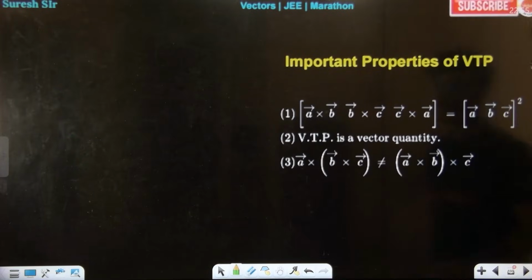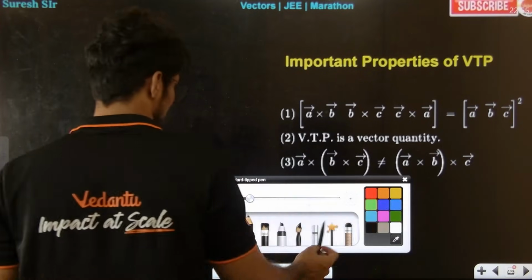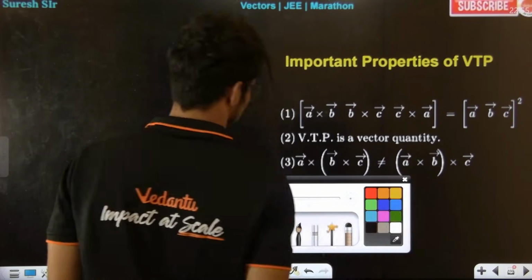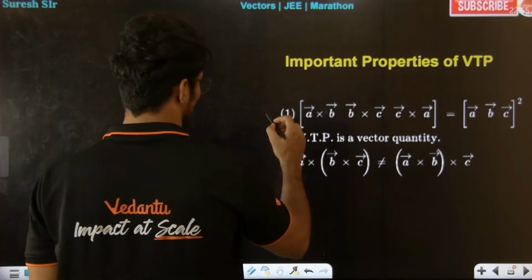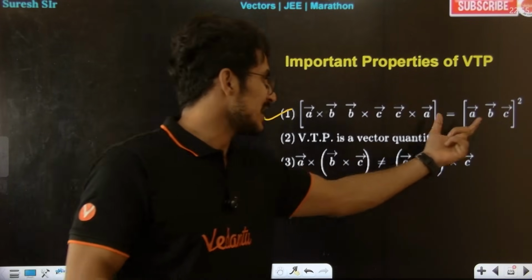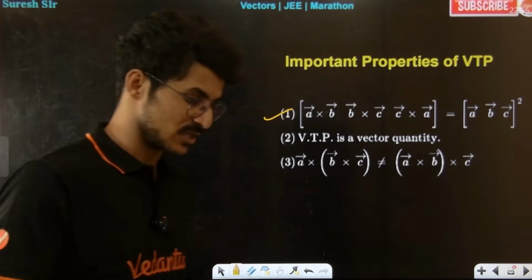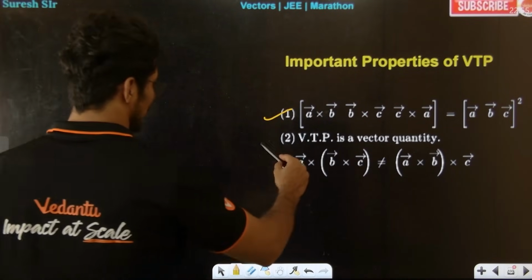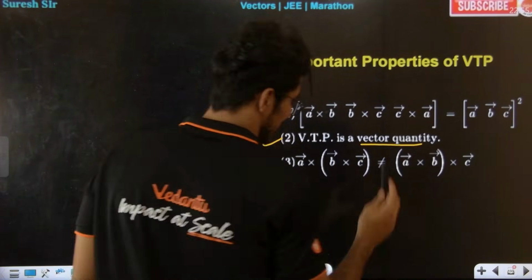Now, important properties of this vector triple product. What are the important properties, sir? Let me tell you, this is one of the very important properties: the box product of A, B, B, C, C, A is the box product ABC whole square. So the vector triple product is a vector quantity, obviously.